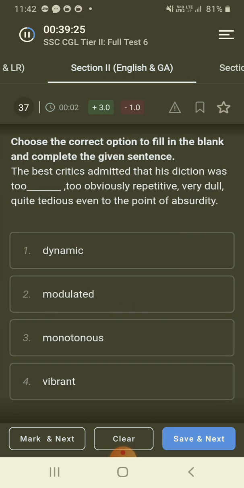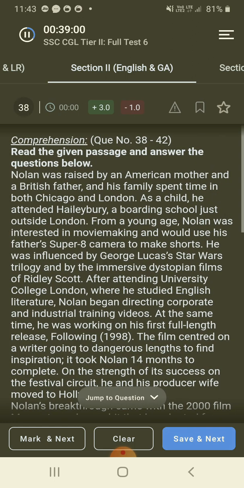The best critics admitted that his diction was too vibrant, too dynamic, too obviously repetitive. The best critics admitted that his diction was too dynamic, too obvious, repetitive, very dull.